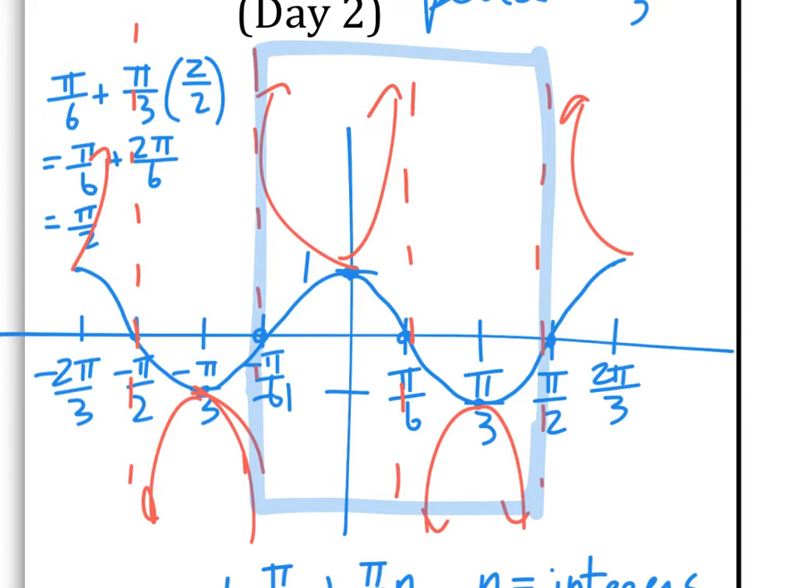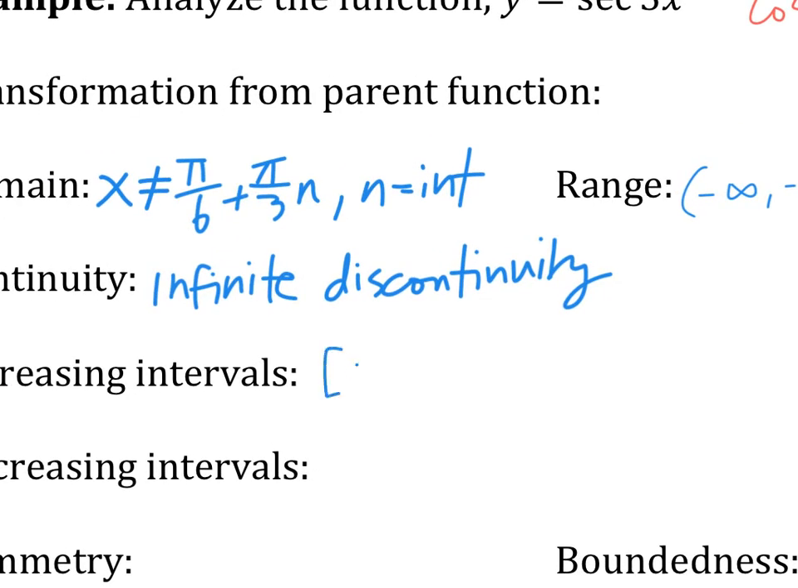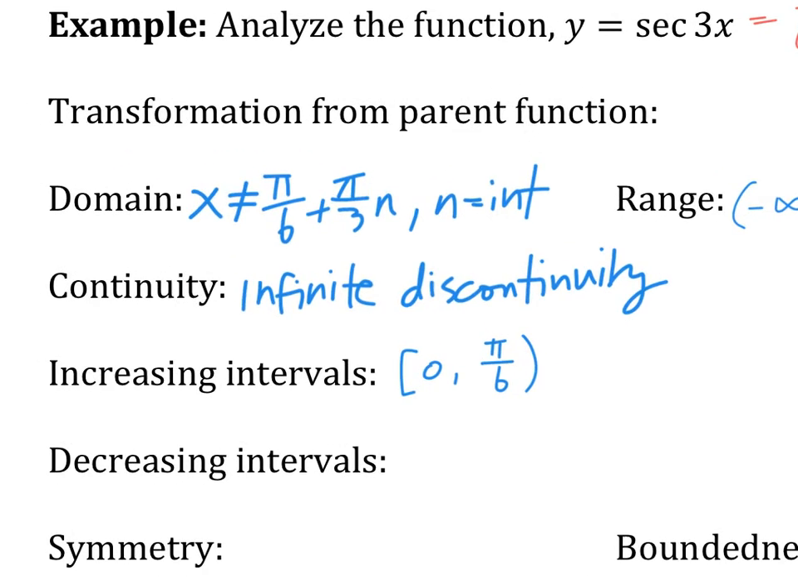Yes, 0 to pi over 6. Increasing goes up from left to right. So 0 to pi over 6. Good. Do we include 0? Yes, there's a point. Do we include pi over 6? No, there's an asymptote. All right, you guys will be fine. It's just being very diligent. 0 to pi over 6.